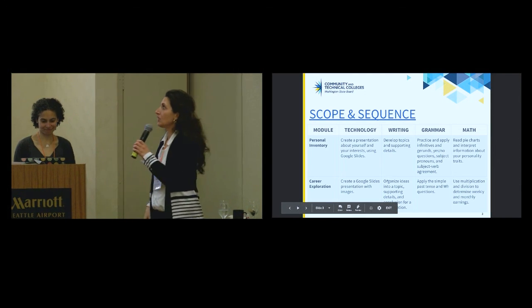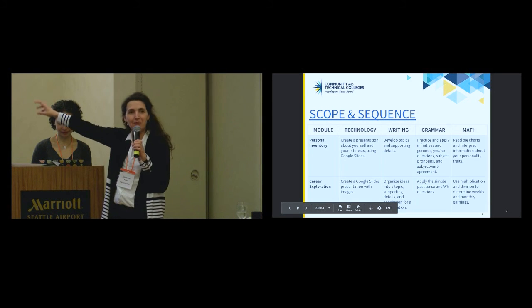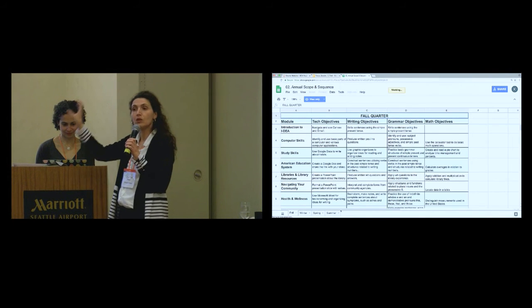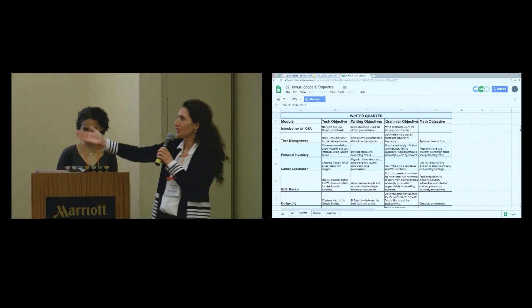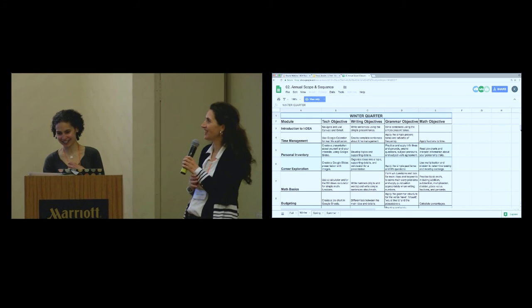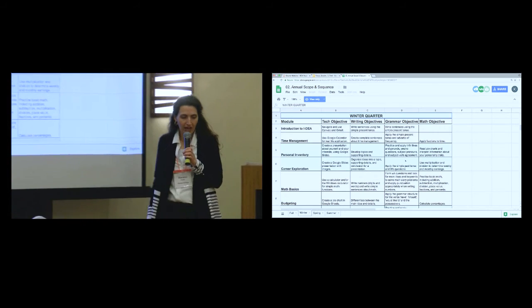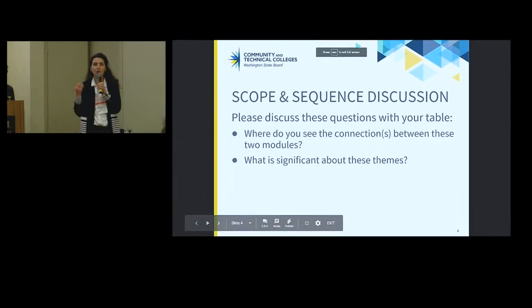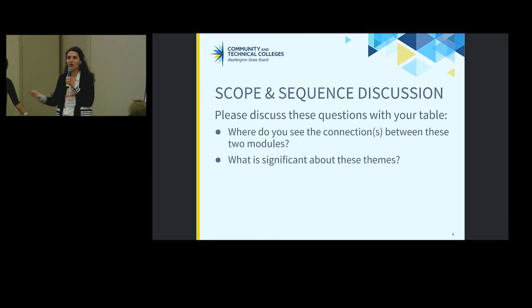These are banded together. And again, just a reminder, you have the topic, technology, writing, grammar, and math outcomes for each. So we'll come back to this slide in just a moment, but like we did previously, we'd like you to look at those and think about the questions. So she's pulled up the full winter scope and sequence here. Page 46, I think, if you'd like to see it. And you'll see the banding of the two we're looking at are here. And we're going to ask you to look at those and to think about these questions. Again, where do you see the connections, and what would be significant about these particular themes being included? So just a couple of minutes to have that discussion at your table, and then we'll come back together.